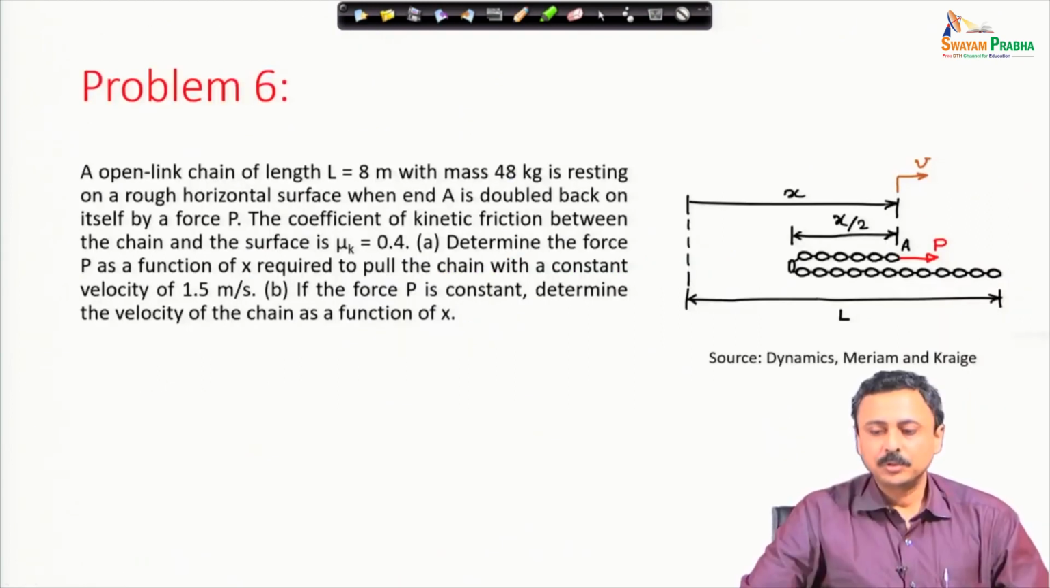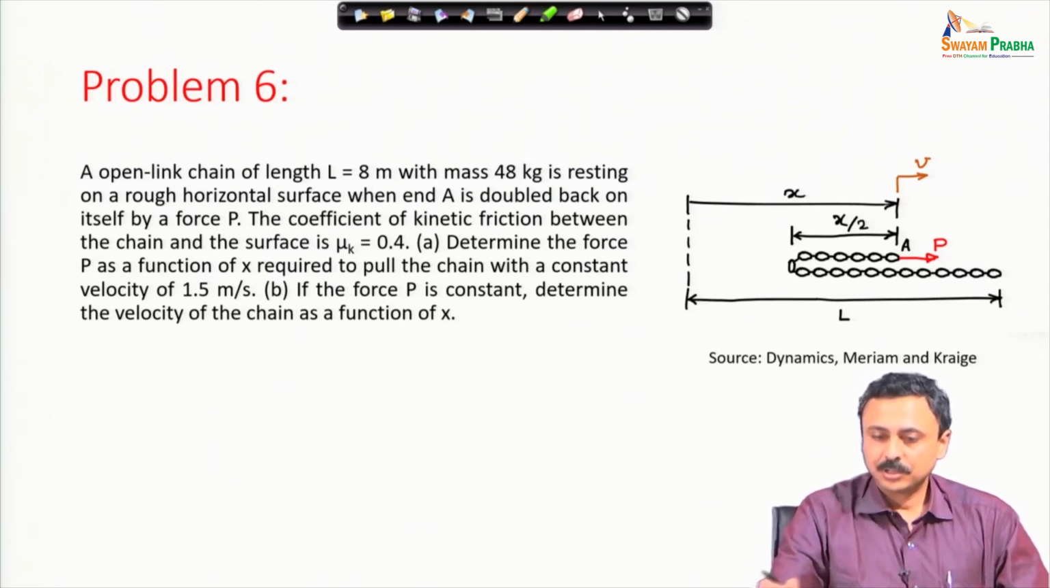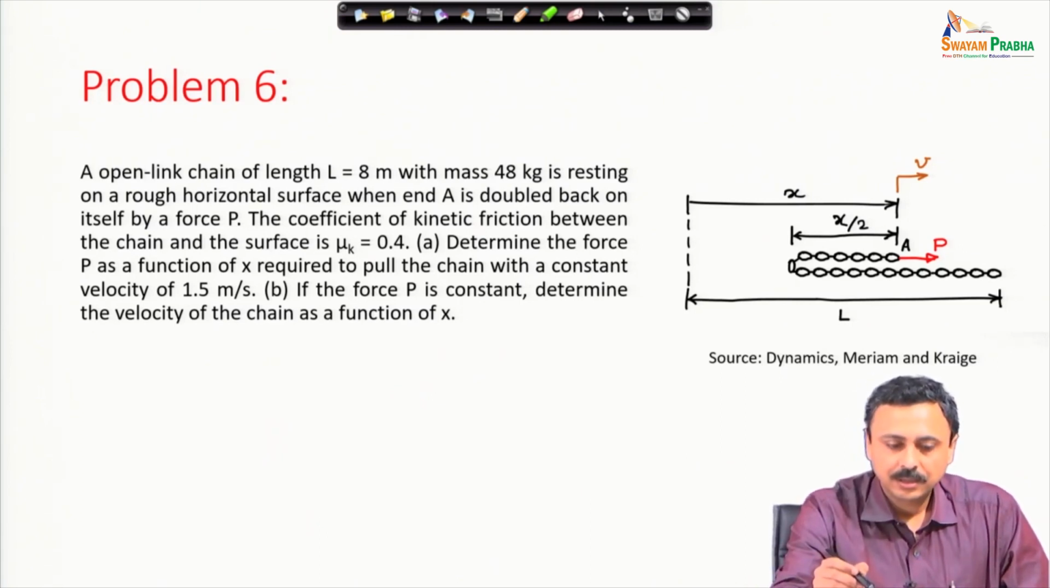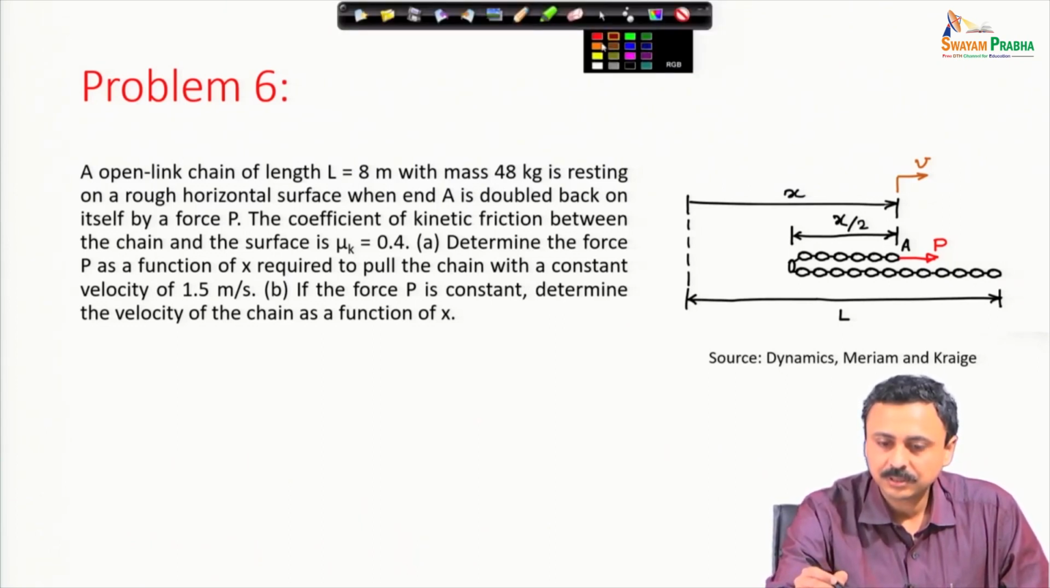Let us now come to a problem with a chain. Now, this is a variable mass problem. Let us discuss this problem. An open link chain of length L equal to 8 meters with mass 48 kilograms is resting on a rough horizontal surface when end A is doubled back on itself by a force P. This chain was initially lying in this state.